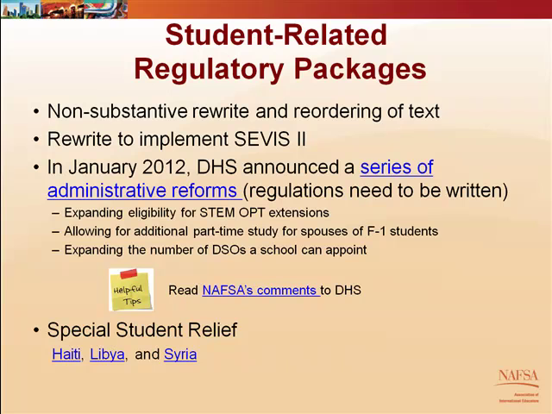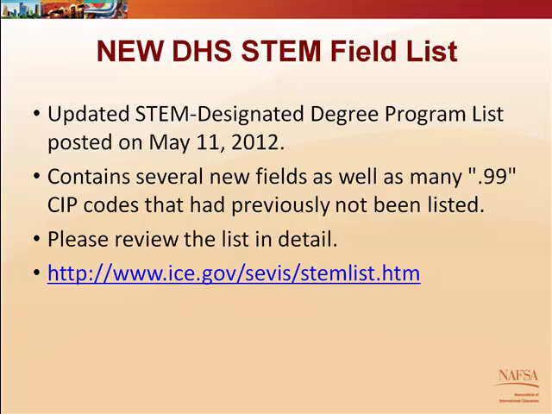Special student relief. Over the past year, DHS published notices granting special student relief benefits to F1 students from Haiti, Libya, and Syria. A May 11, 2012 update to the DHS STEM designated degree program list added several new fields as well as numerous 99 fields, meaning zip codes ending in 99. Those zip codes ending in 99 had been excluded from the list prior to the 2012 update. This list is used to determine eligibility for STEM OPT extensions. Review the list in detail.